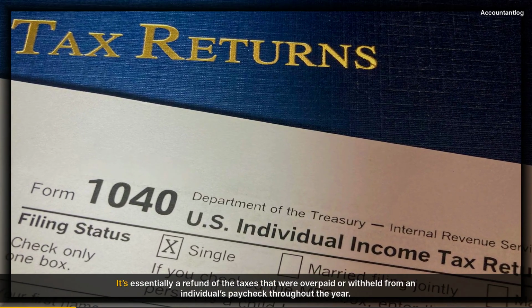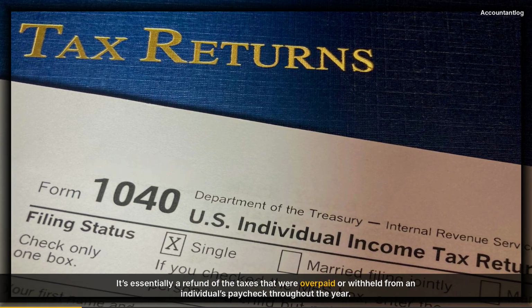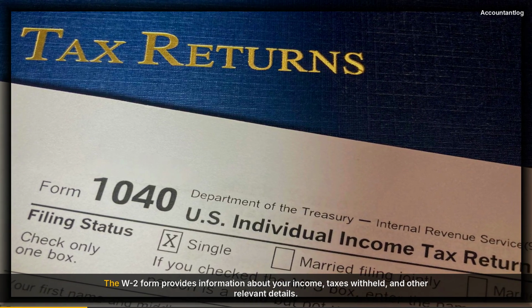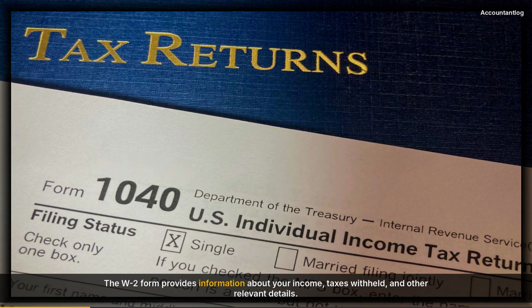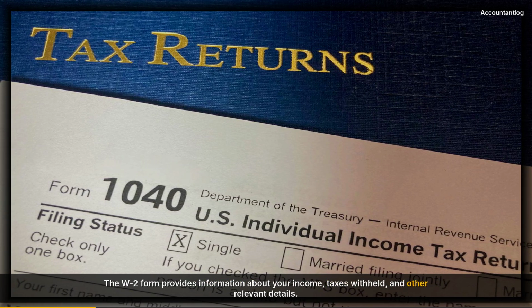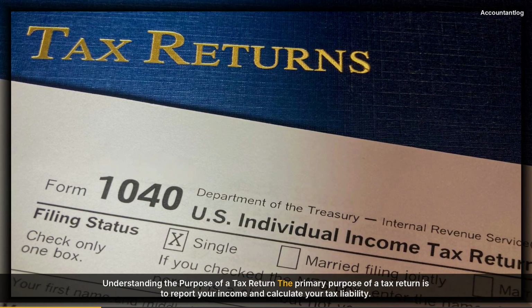What is a tax refund? A tax refund is the amount of money the government returns to a taxpayer after processing their tax return. It's essentially a refund of the taxes that were overpaid or withheld from an individual's paycheck throughout the year. The W-2 form provides information about your income, taxes withheld, and other relevant details.